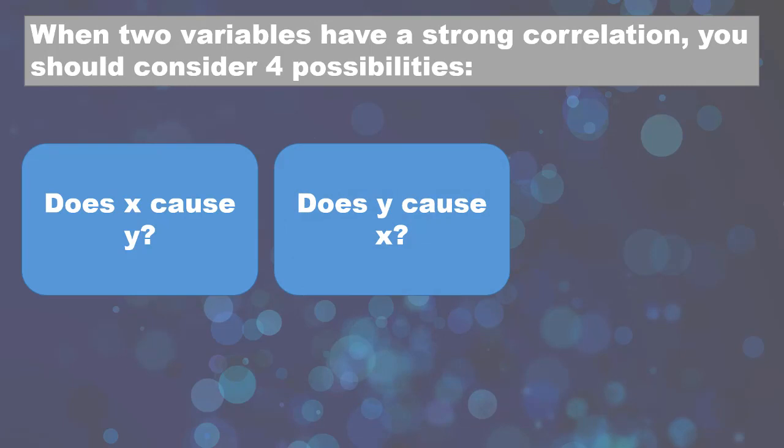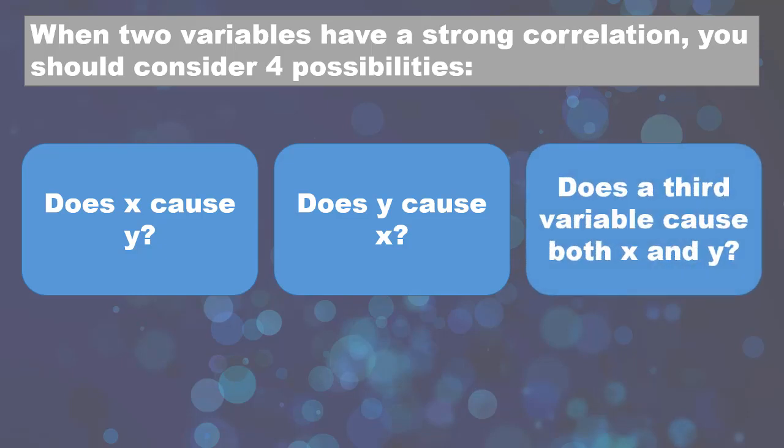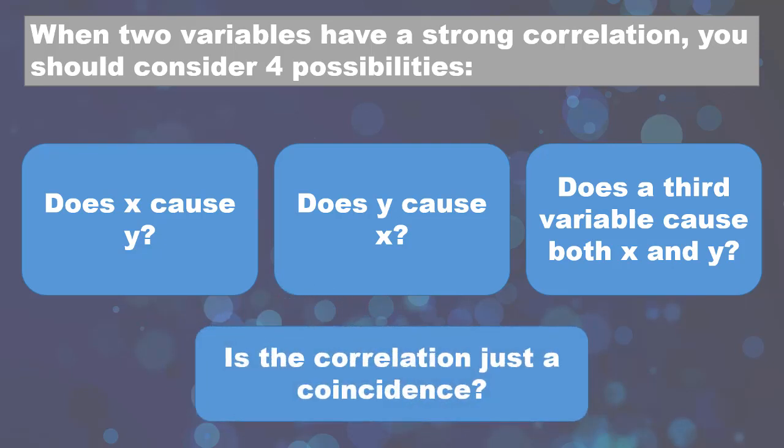It could be something totally different. What if there's a third unseen variable that's causing the behavior of both x and y to occur? So something that we're not even investigating that's causing both x and y. And then the last possibility, which I think too many people discount, is what if it's all just a coincidence? Just because 2 variables are correlated with one another doesn't mean that they have any causation relationship at all.